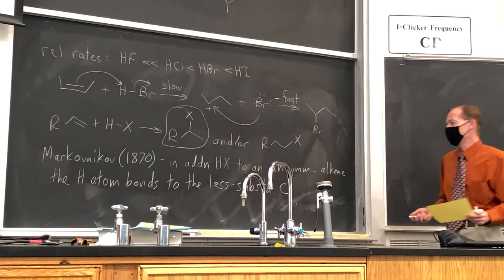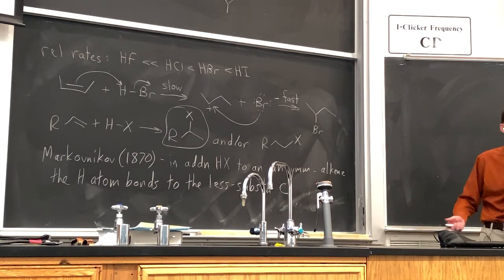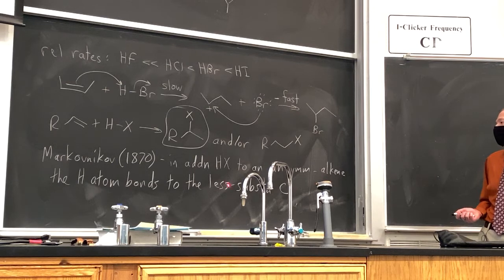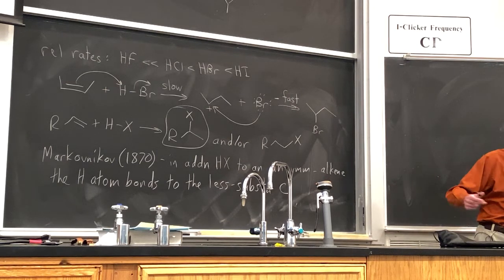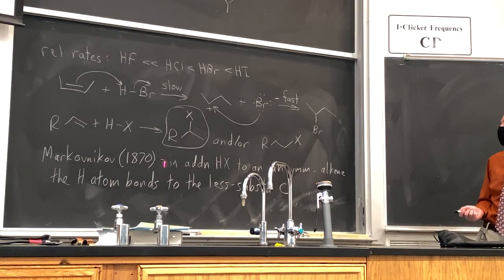And so this observation was termed Markovnikov's rule. You could say the halide bonds to the more substituted carbon. For some reason, it's always formulated in this fashion in every book that I've read. But it just means that we get the more substituted alkyl halide from a hydrohalogenation. So this observation is known as Markovnikov's rule.